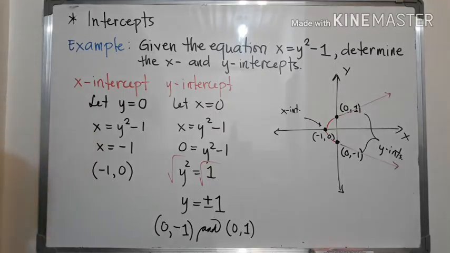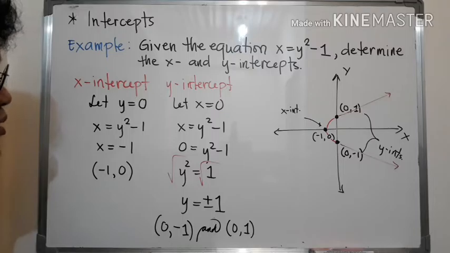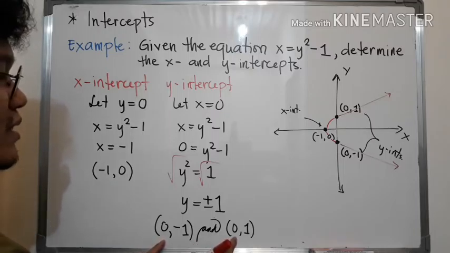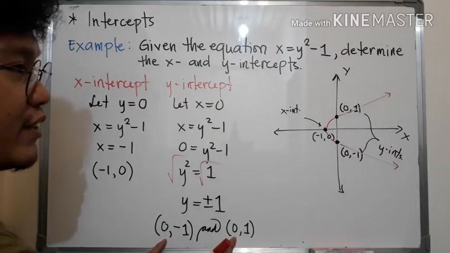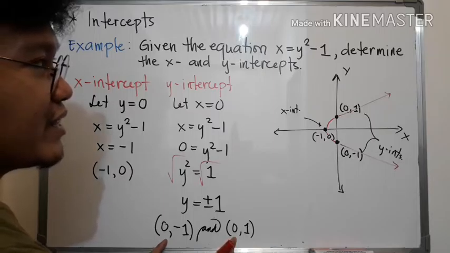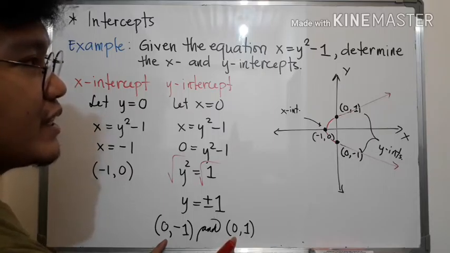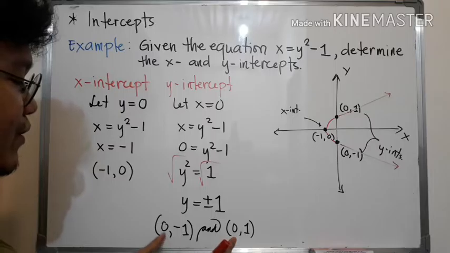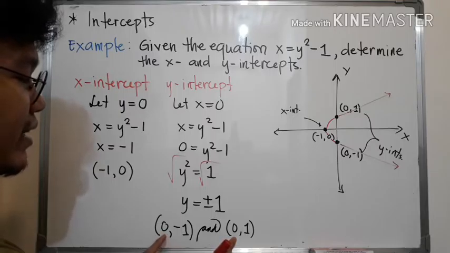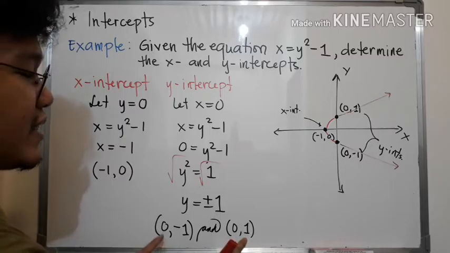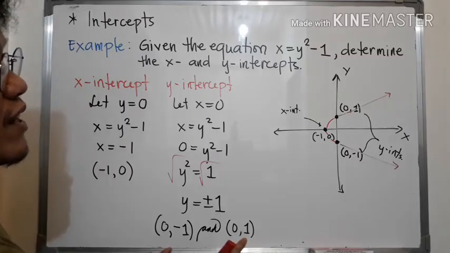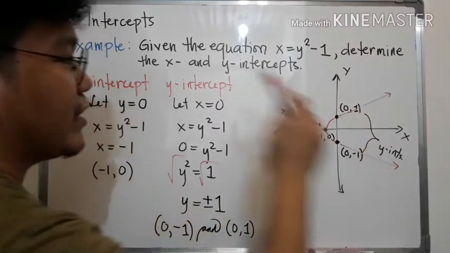What makes it not a function? Take note, already at the y-intercept, this x value equals 0 takes more than one value in the y-axis, or in the range. So 0 is paired with -1 and at the same time 0 is paired with +1. Therefore, this violates the definition of function. But still, it's a relation.